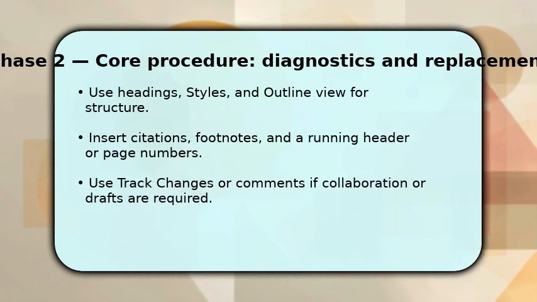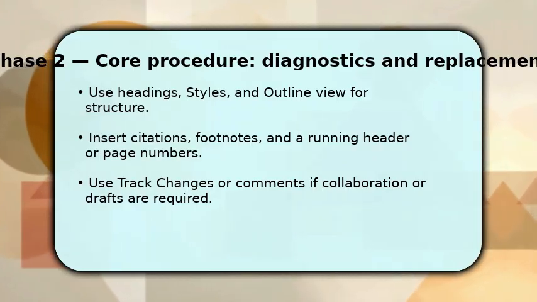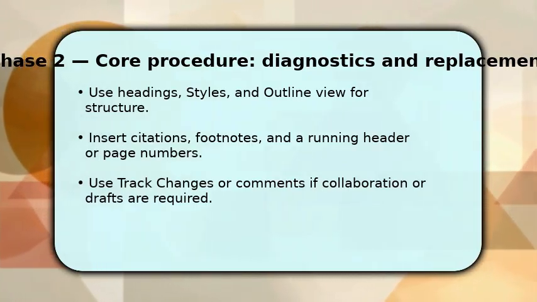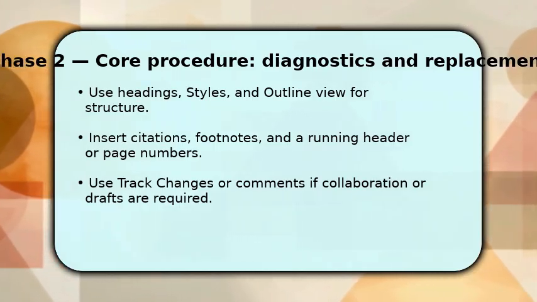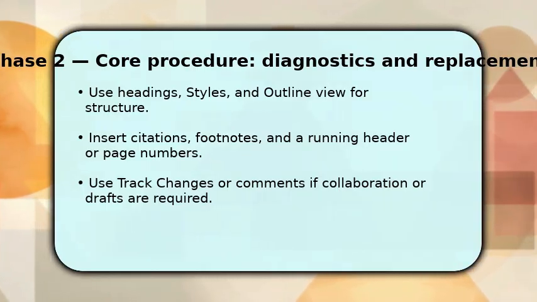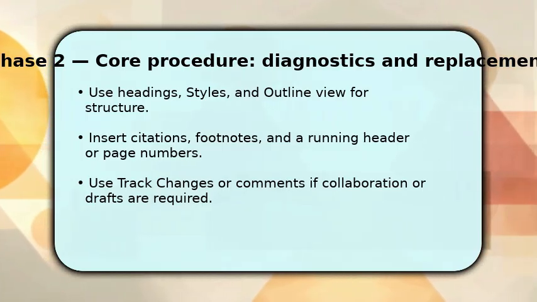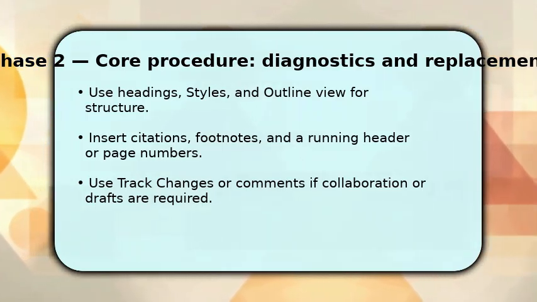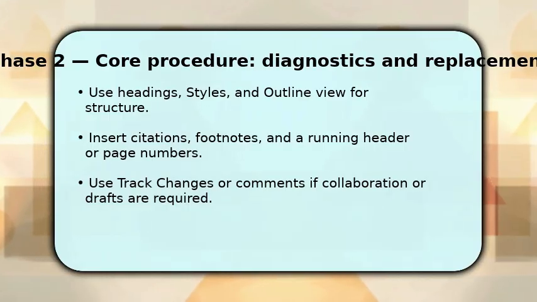You now focus on writing and structured formatting. Start with headings and apply styles so your document stays consistent, and use outline view to check flow. Once done with text, insert citations or footnotes using Word's reference tools and add a running header or page numbers to match submission rules. If you collaborate, enable track changes and add comments for feedback. This approach keeps the document organized and editable, so reviewers can follow your logic and you can adjust formatting quickly.